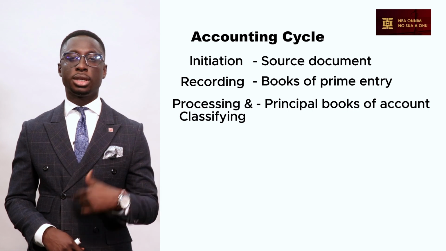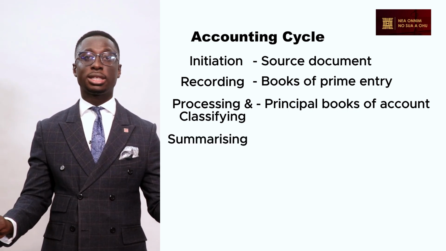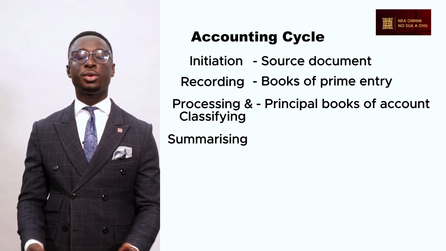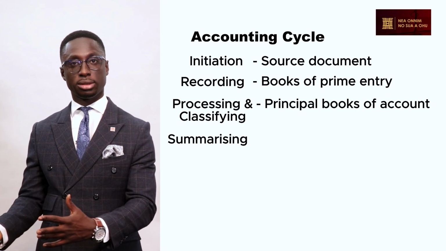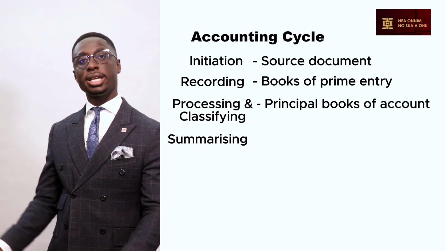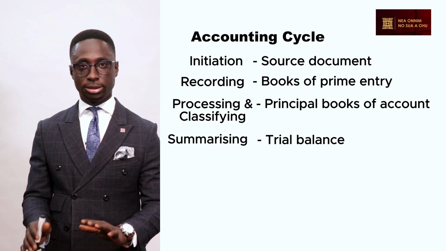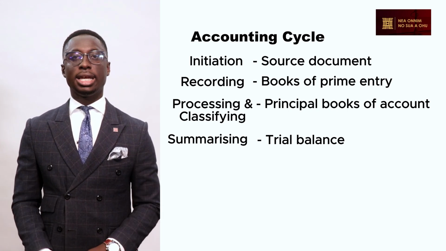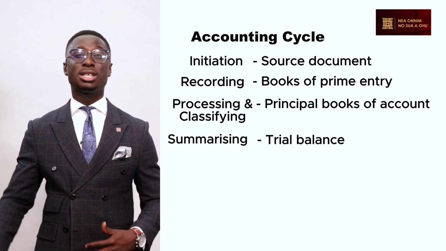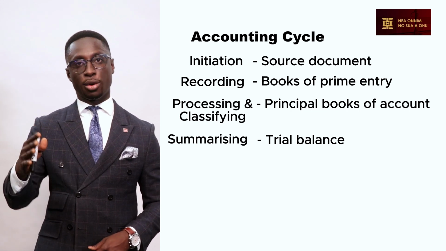Now the fourth step, if you would recall, is summarizing. So at the end of the accounting period or the reporting period, you now have to close the various principal books of accounts. And the balances in those accounts, you will summarize them in what we call the trial balance. The trial balance. What is the trial balance? The trial balance is basically a statement which summarizes all your principal books of accounts and their balances thereof.